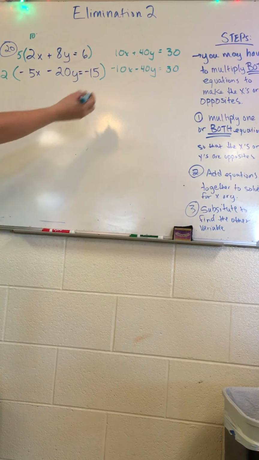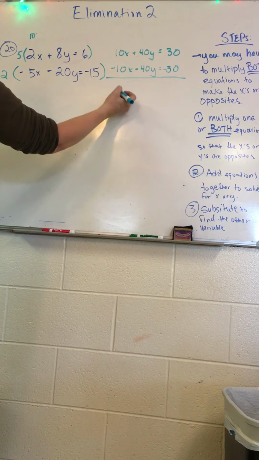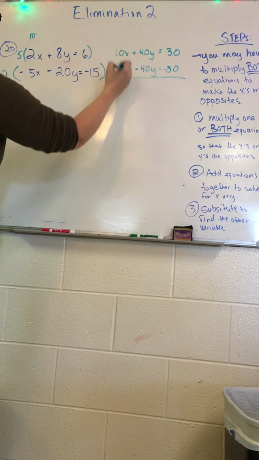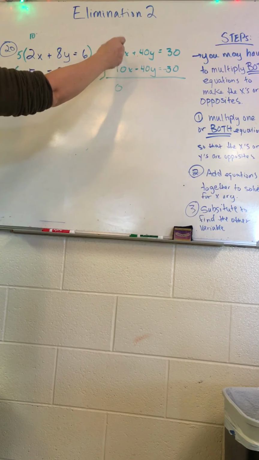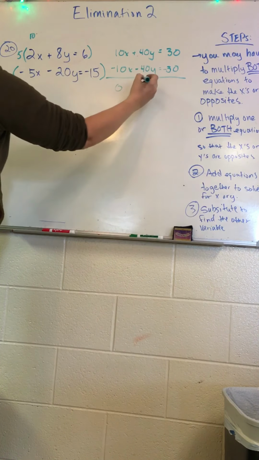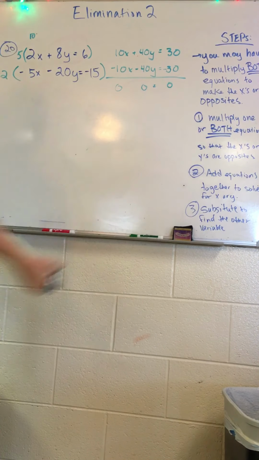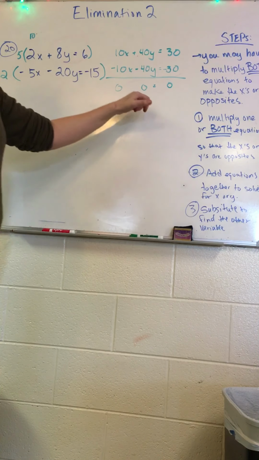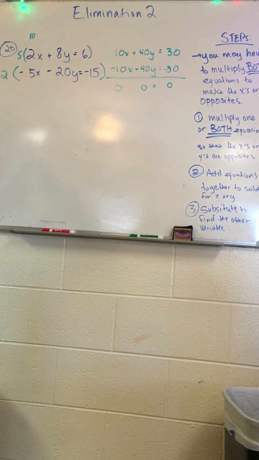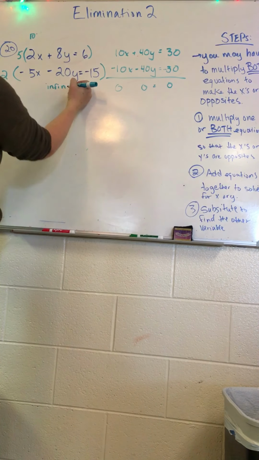Seeing something interesting here. If I add all of these together, they actually all zero themselves out, which is interesting. So the purpose was to get x to be opposite. 10 plus negative 10 is 0. 40 plus negative 40 is 0. And then 30 plus negative 30 is 0. When this happens, this means that there are infinite solutions. Okay, because you got a statement of equality here at 0 equals 0. So this is one where there are infinite solutions, because they're the same line.